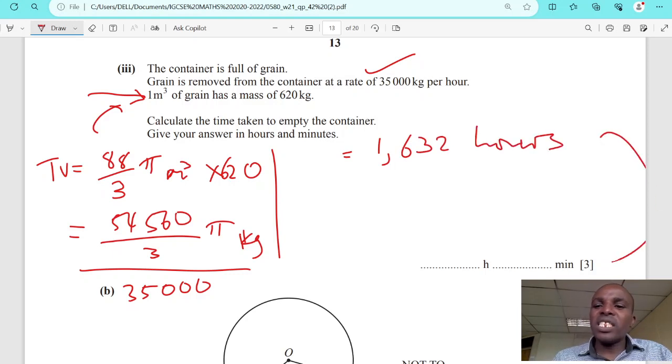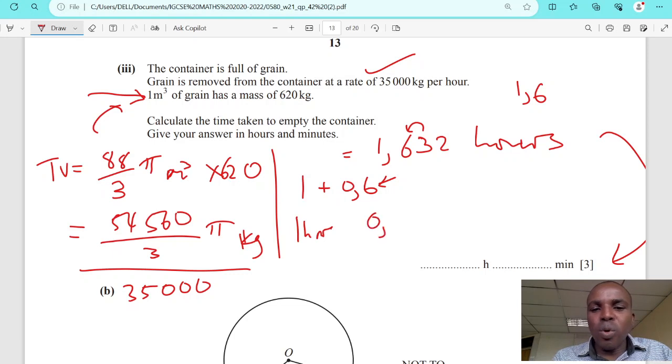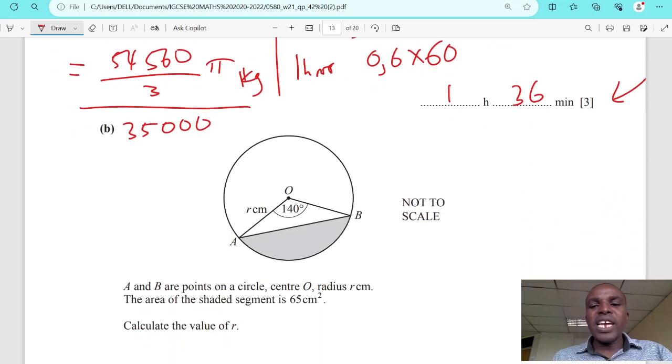hours. But they said our answer must be in hours and minutes. How many hours, how many minutes? So you say 1 hour, then plus, you can round this one off. It's the same as 1.6, and this is the same as 1 plus 0.6. So this one is a fraction of an hour. So it will be 1 hour, then plus 0.6 of an hour. An hour is 60 minutes. To convert to minutes, it will be 0.6 times 60. You get 36. So it will be 1 hour, 36 minutes. Done. Just like that. Next question.